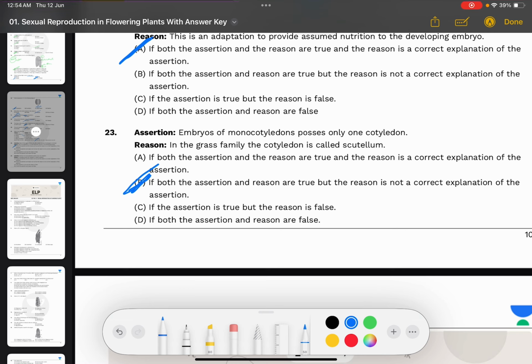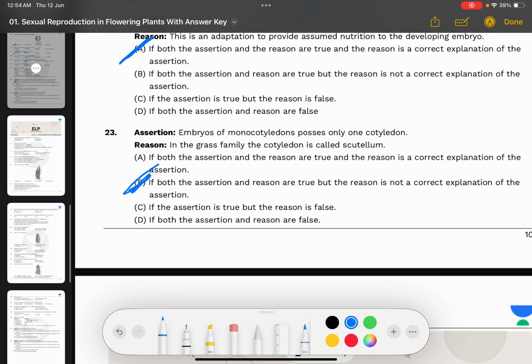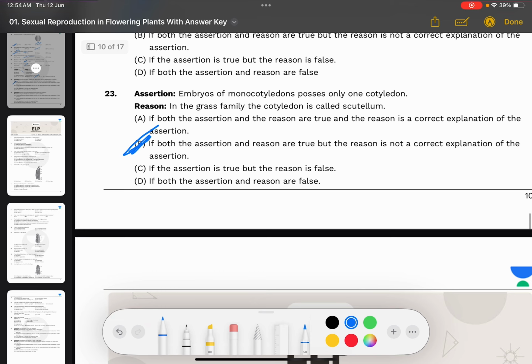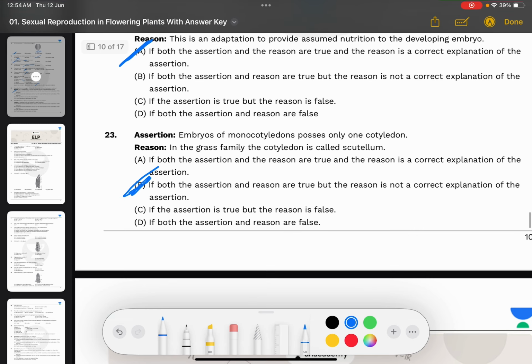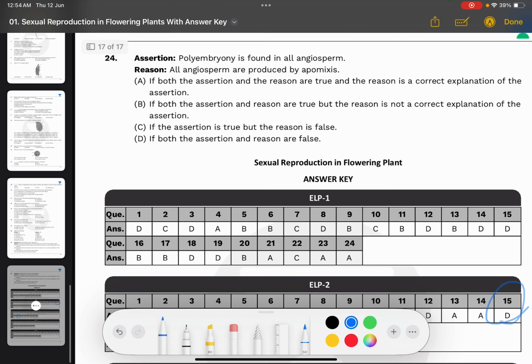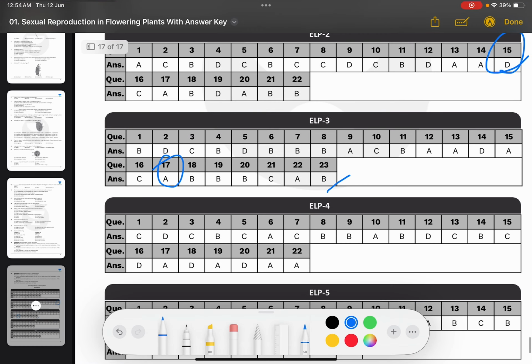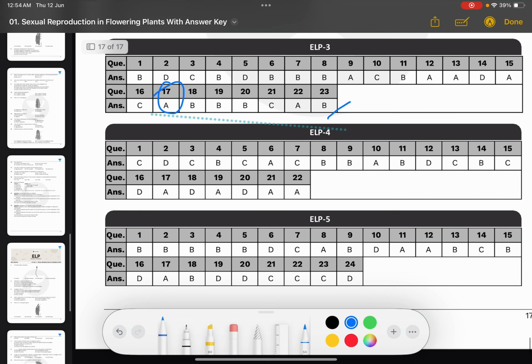So, but it is not explaining. 23 will be the B answer. I think it is the right one. So 23 का B. Let me check. 23 का B. क्या बात है. We have only 2 ELPs left with us.